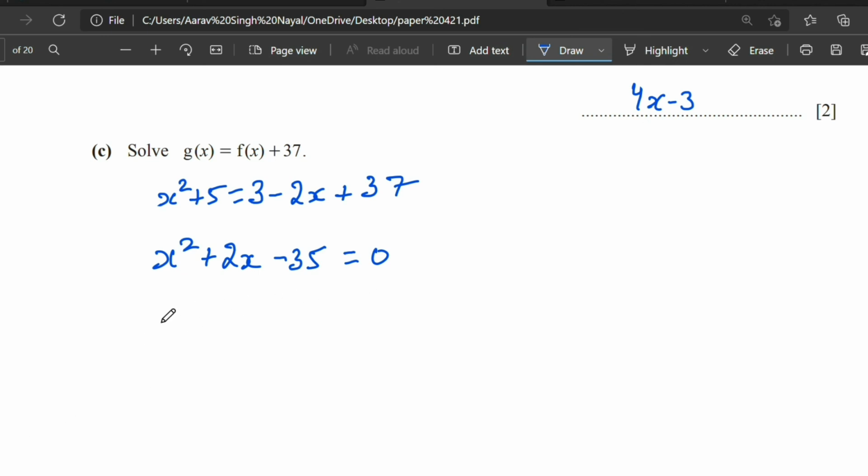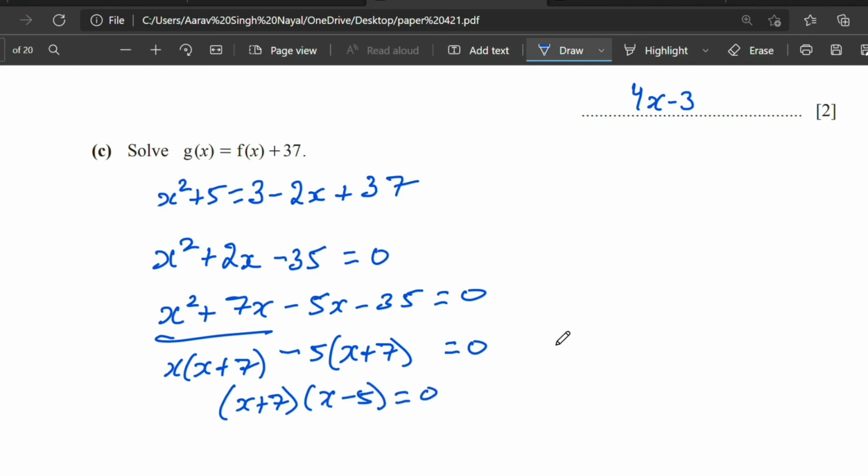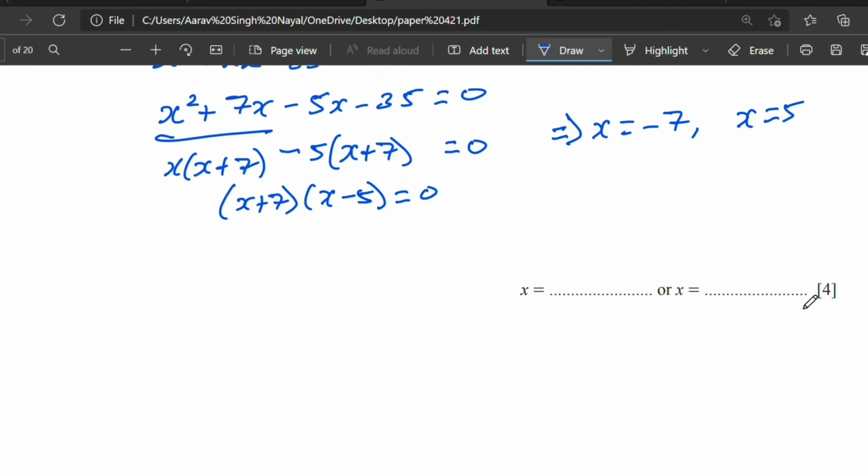Now we have to do the middle term splitting. So this will be x square plus 7x minus 5x minus 35 equals 0. Taking x common from here, this is x plus 7. Taking minus 5 common from here, this will be again x plus 7 equals 0. Now x plus 7 common, so we have (x plus 7) into (x minus 5) equals 0. That means x equals minus 7 or x equals 5. So the two values are minus 7, 5.